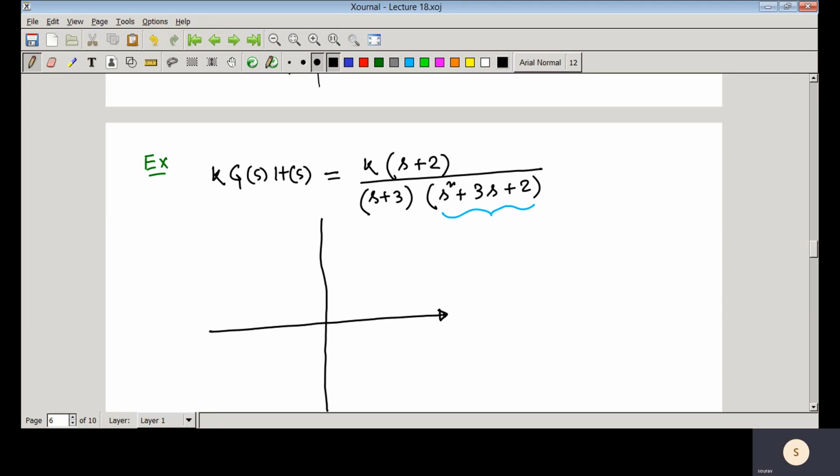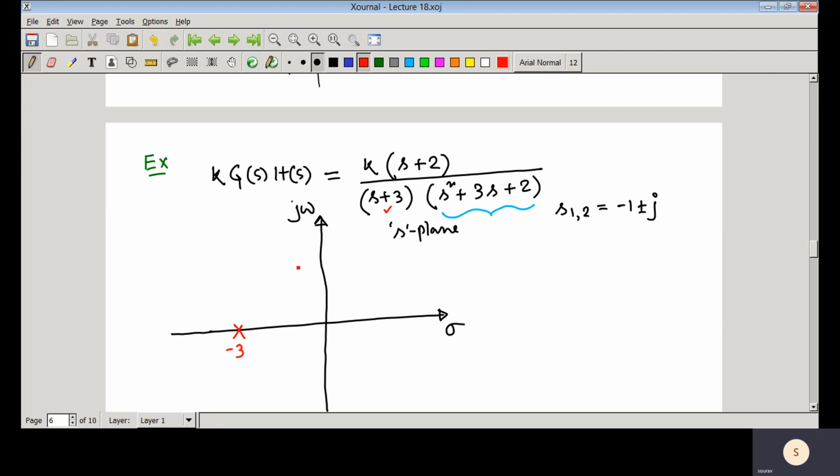So here you have that real axis and imaginary axis. So this is that S plane. Now we have a pole at -3, and two zeros are there, two poles are there. So if you calculate those poles, that would be S1 and 2. So it becomes -1 plus minus j.